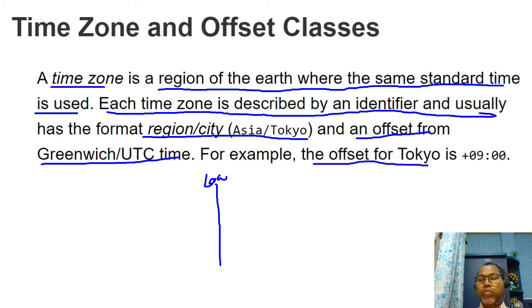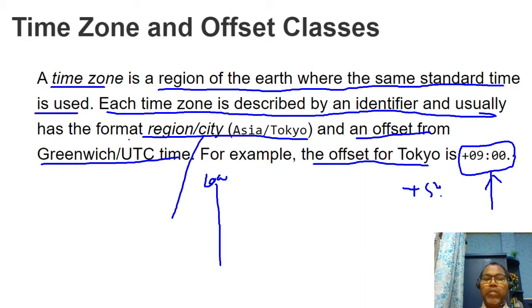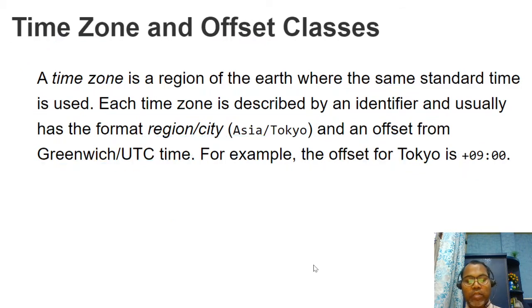The offset may be for Tokyo plus 9 hours ahead. This is Tokyo, plus 9 hours ahead. Maybe India is plus 5:30 ahead from UTC. These are known as your offset, and this region and city is known as your zone. So what are time zones? Time zones contain the region plus city, and offset specifies the specific number of hours plus or minus you are from standard UTC time. This is the basic concept of time zones, the region and city, and a particular offset. Offset specifies how much ahead or behind you are from UTC.